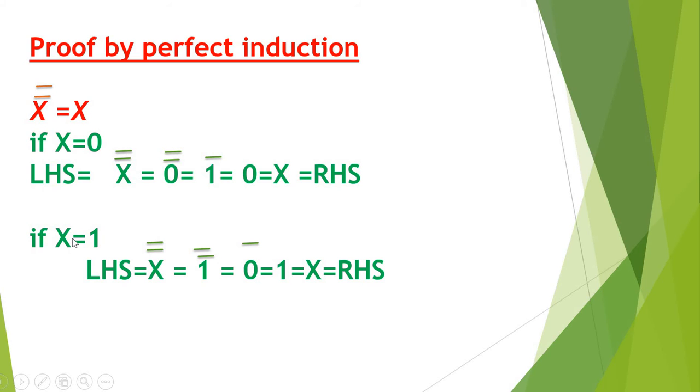Then if x is equal to 1, LHS is equal to x double bar. Put the value 1 for x. Then x double bar is equal to 1 double bar. What is the value of 1 bar? 0. So 1 double bar is equal to 0 bar, that is equal to 1, which is equal to x, that is equal to RHS. So we got LHS is equal to RHS. So the theorem is proved. That is, involution law is x double bar is equal to x.